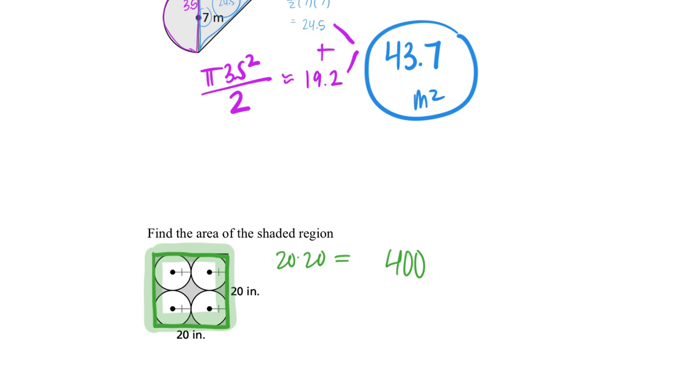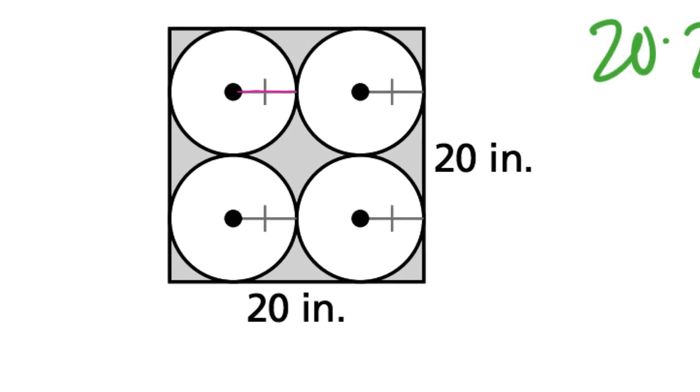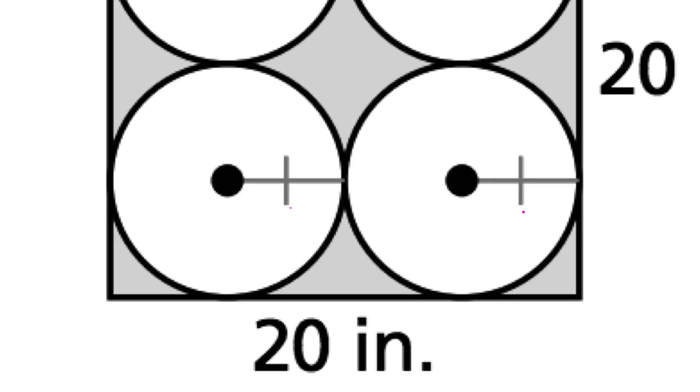Now, the hard part about this problem is finding the radius of these circles, because you're going to need that to find the area. So let's look at that. Now, we know that all of these circles are equal because they've marked that the radii are all congruent. So we just need to figure out what that radius is. Now, if we look at the picture here, I'm going to clean this up a little bit. The length of this bottom side is 20. I'm going to zoom in on this. The length of that bottom side is 20.